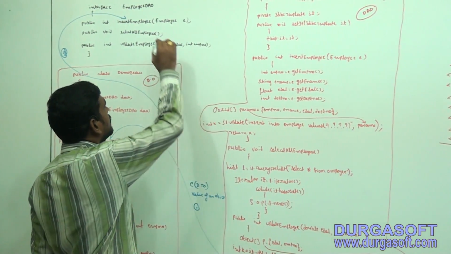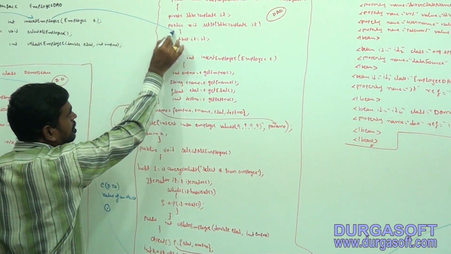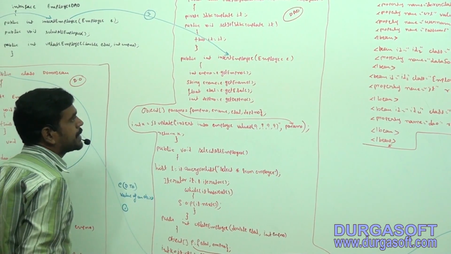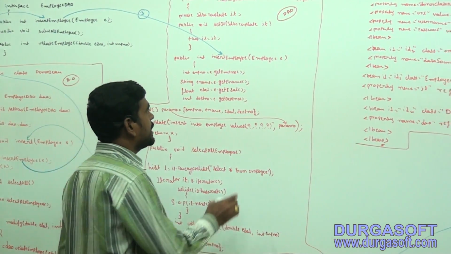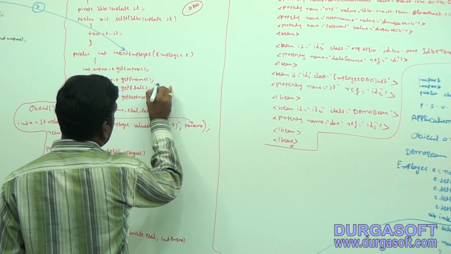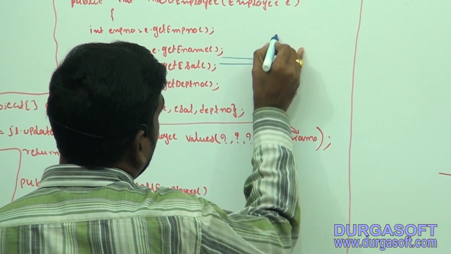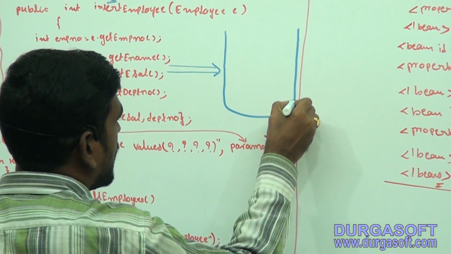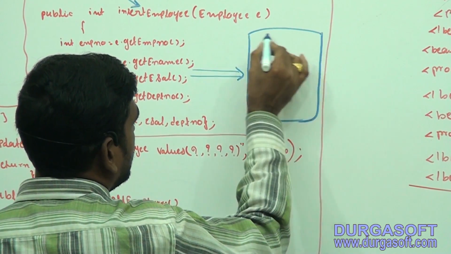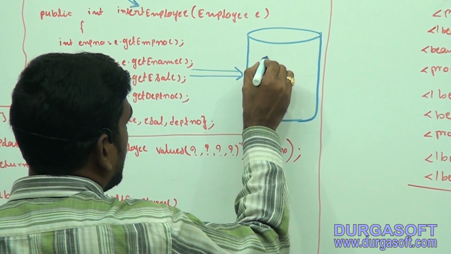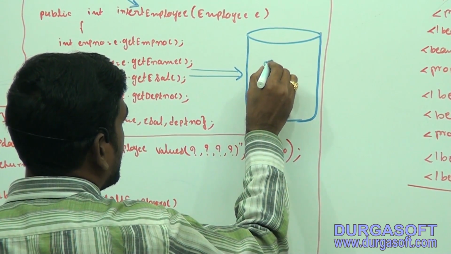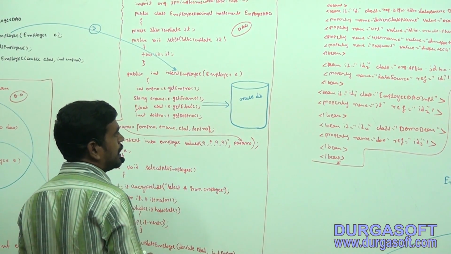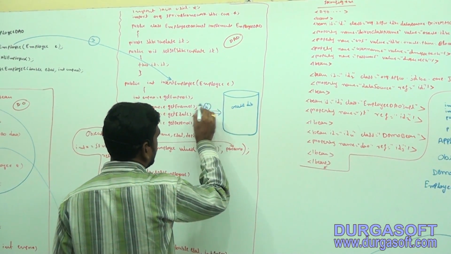After that, this method is going to be called here. This is step number 3. Once this method is called, this code is going to communicate with the database, Oracle database or RDBMS, your choice. This is the 4th step.